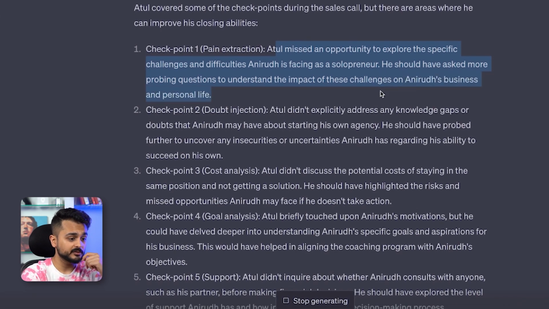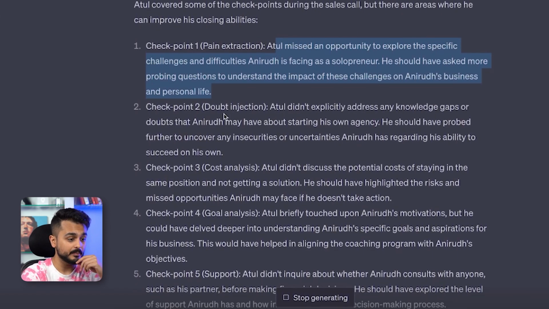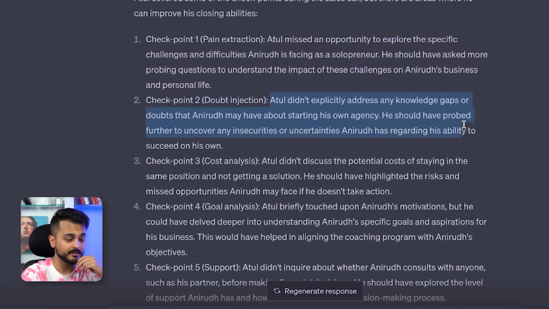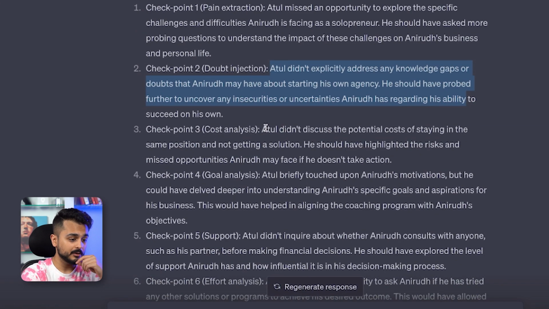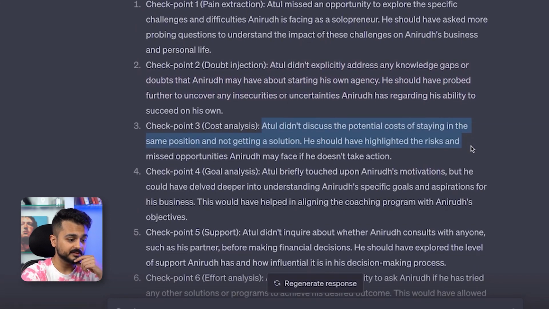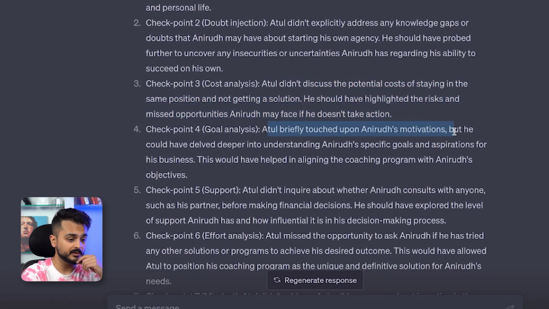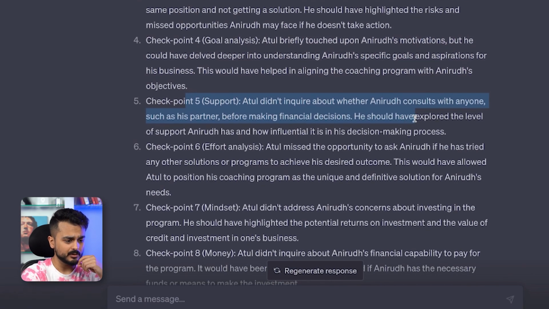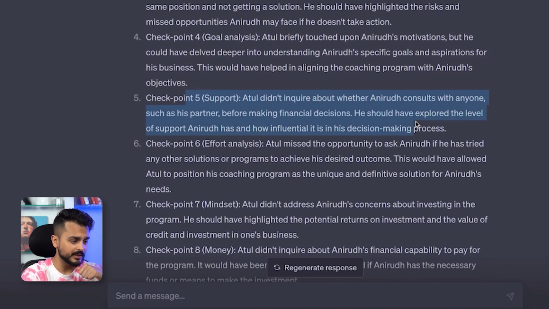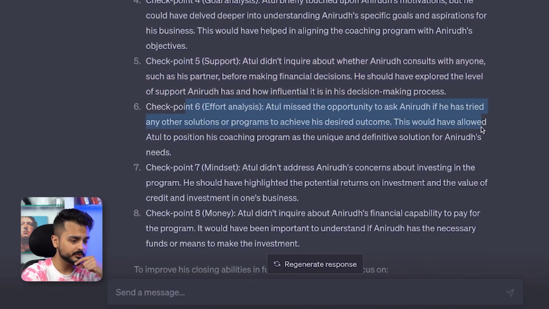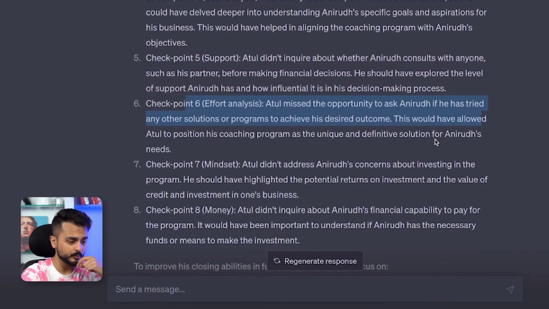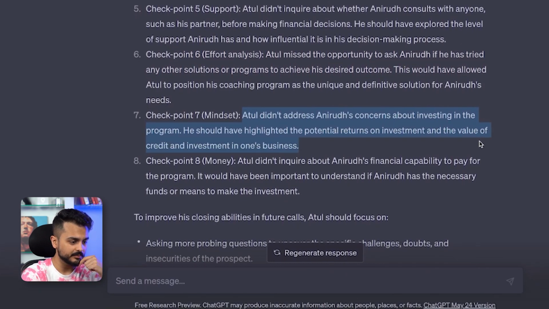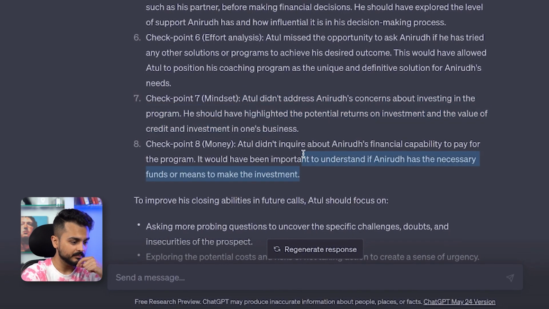Should have asked more probing questions to see the impact of these challenges on the personal life. Atul didn't explicitly address knowledge gaps or doubts that Anirudh might have when it comes to starting his own agency. Atul didn't discuss potential costs of staying in the same position and not getting a solution. Atul briefly touched upon the motivation, but he could have dived deeper into it. Atul didn't inquire whether Anirudh consults with anyone such as his partner before making any kind of decision. Atul missed the opportunity to ask if he tried other kinds of programs in the past. Atul didn't address Anirudh's concerns about investing in the program. He could have highlighted potential returns, blah blah blah, right?